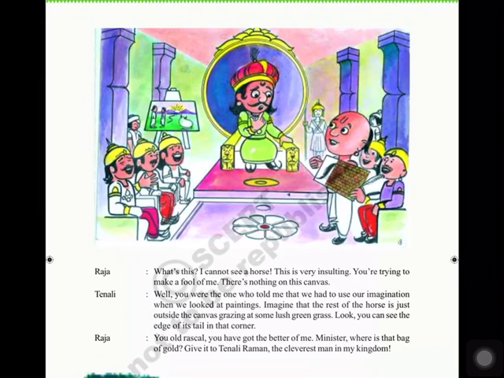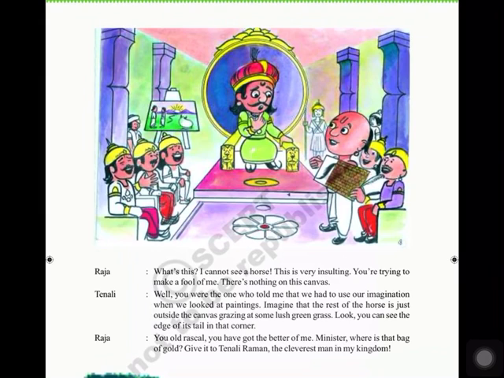Raja: What's this? I cannot see a horse. What are you speaking? Here I cannot see anything. This is very insulting. You are treating me in a disrespectful way. You are not at all respecting me. I am a king. You are forgetting. You are trying to make a fool of me. There is nothing on this canvas. What is there here, Tenali?